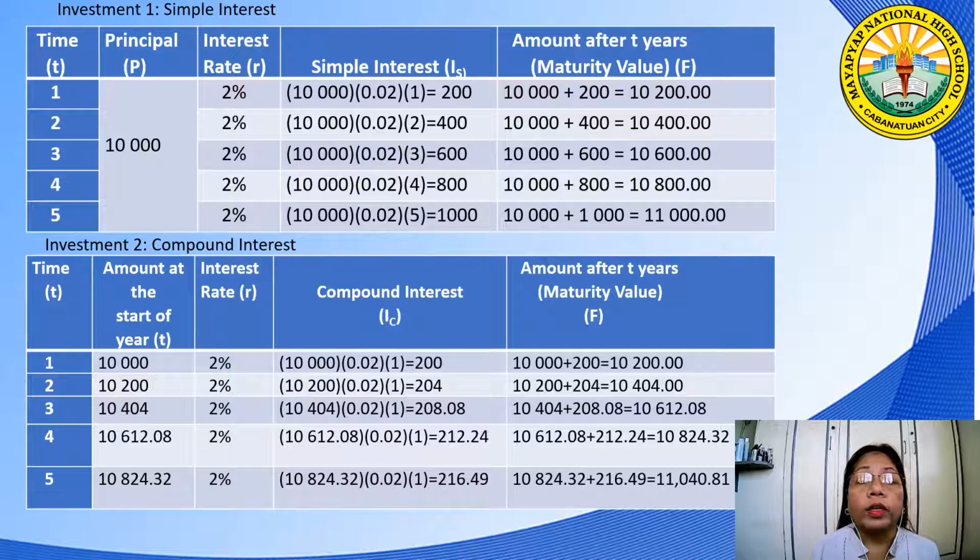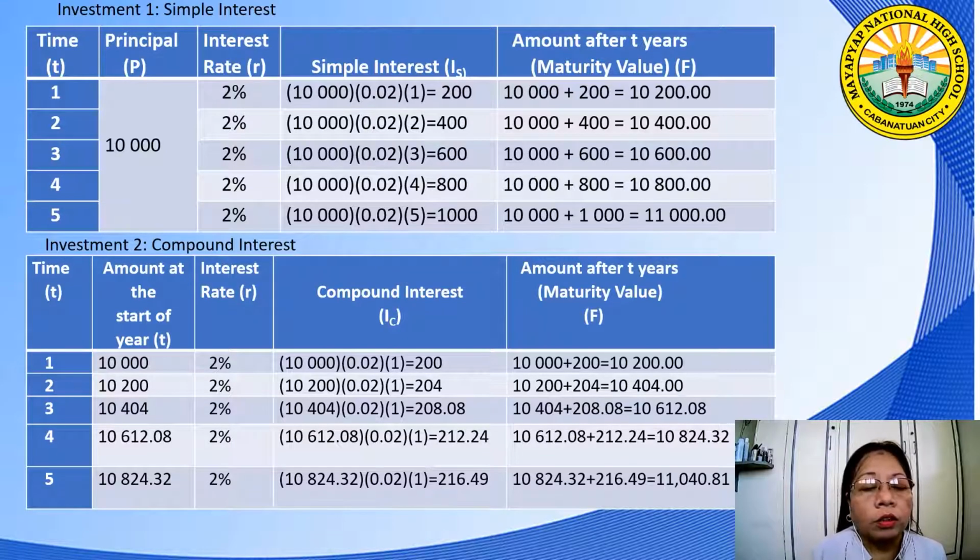When you compare them at the end of 5 years, using the computation for simple interest, the amount after 5 years is 11,000, while the computation for compound interest offered by the bank, the amount of money becomes 11,040.81. So as a depositor or as the owner of the money, the question is, which offer will you choose?